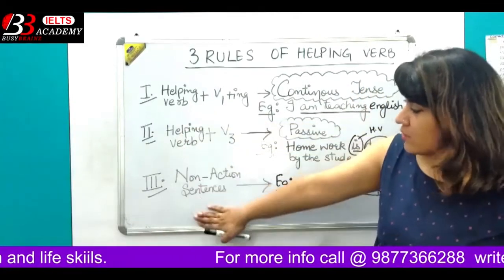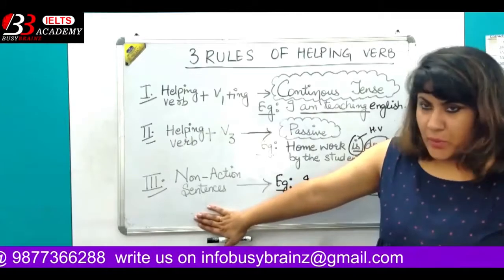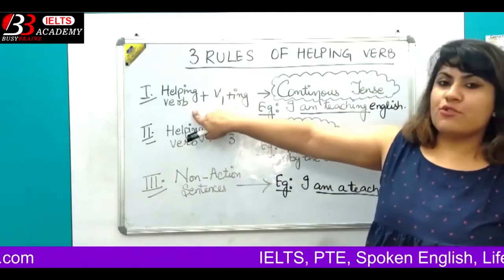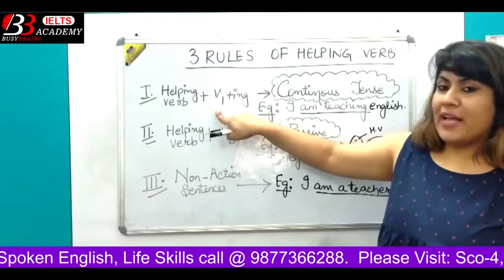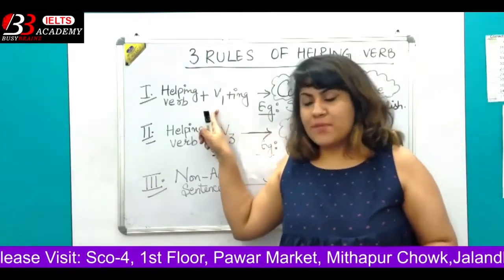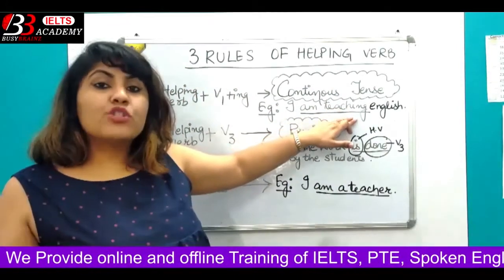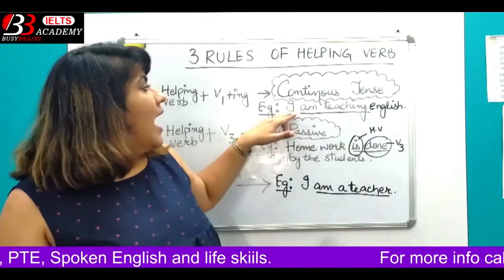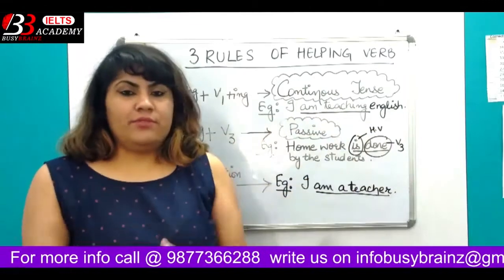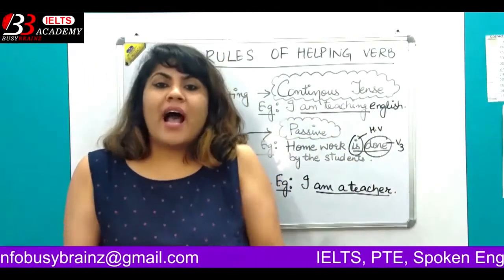Without these 3 rules, helping verb doesn't come anywhere else. The very first rule is helping verb plus V1 ing. V1 means verb's first form. So this rule is applicable when we are talking about continuous sentence. I am teaching English. What is that? मैं English पढ़ा रही हूँ.